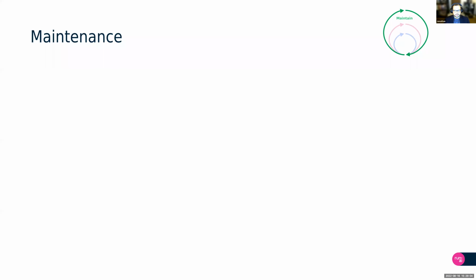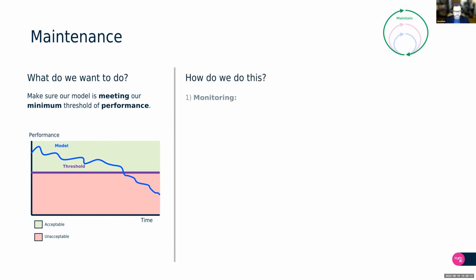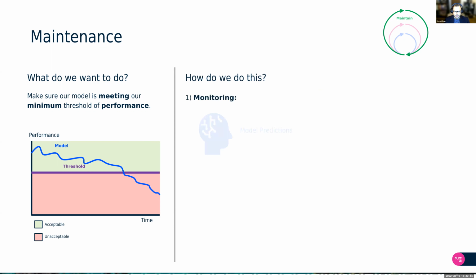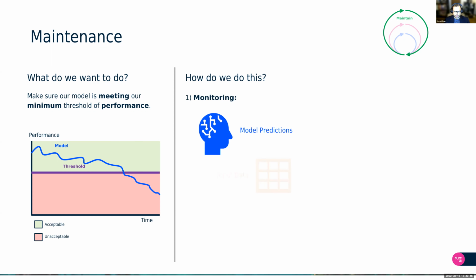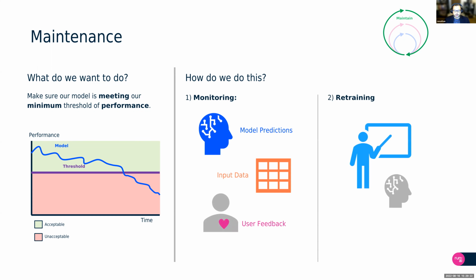So in terms of the maintenance step, what is it that we want to do? Well, we want to make sure that our model is meeting some minimum threshold of performance. And we do this by doing two things. One, we monitor. We're going to monitor our model predictions, we're going to monitor our input data, and we're going to monitor user feedback. And two, we're going to do a lot of retraining. Retraining is critical to the maintenance of our models so that they don't degrade over time.